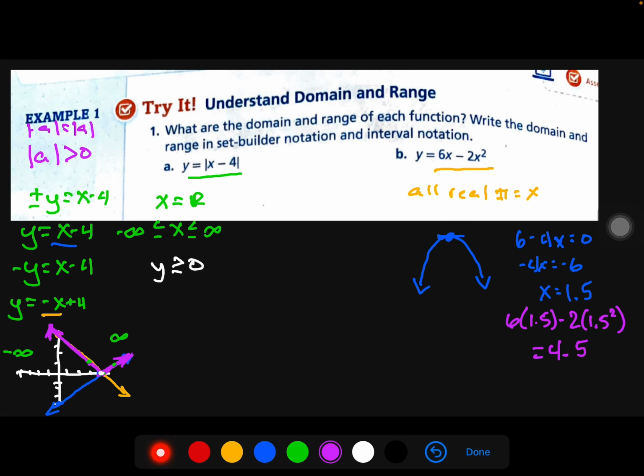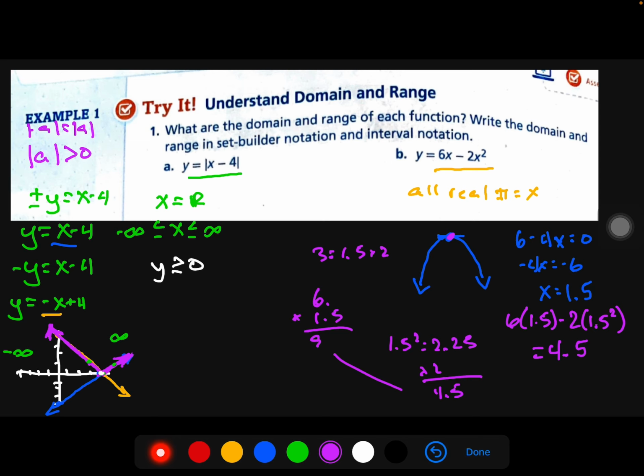Right, 6 times 1.5, we can do the math here, is 9. 1.5 squared is 2.25, just like 15 squared is 225. This times 2 is 4.5, so 9 minus 4.5 is 4.5. So that's our maximum value here.